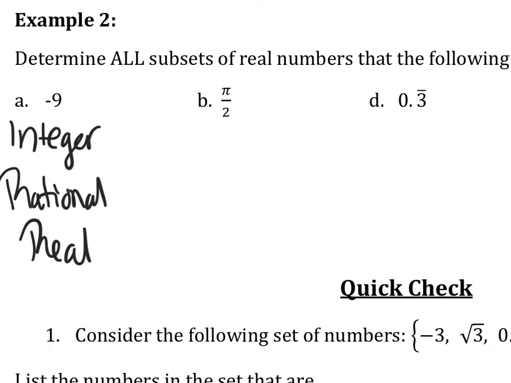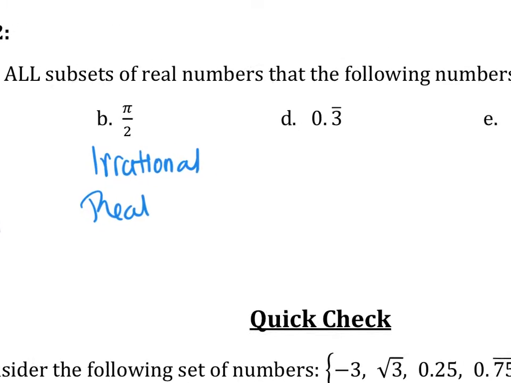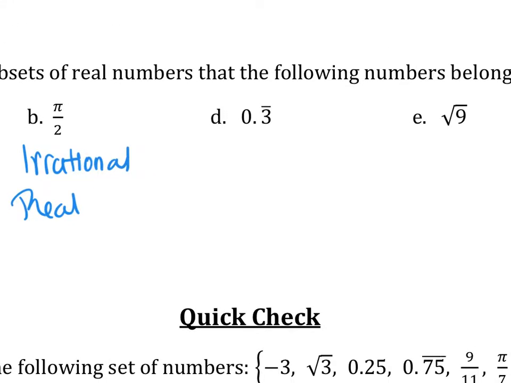Okay. What about letter B? What was the first subset that pi over 2 falls in, if you work your way from the inside out? Is it natural? Is it whole? No. Is it an integer? It's irrational. Thank you. Irrational and real, because everything is real. Okay, letter D, 0.3 repeating. What was the first subset that letter D falls in? Rational. And real. Work your way out.